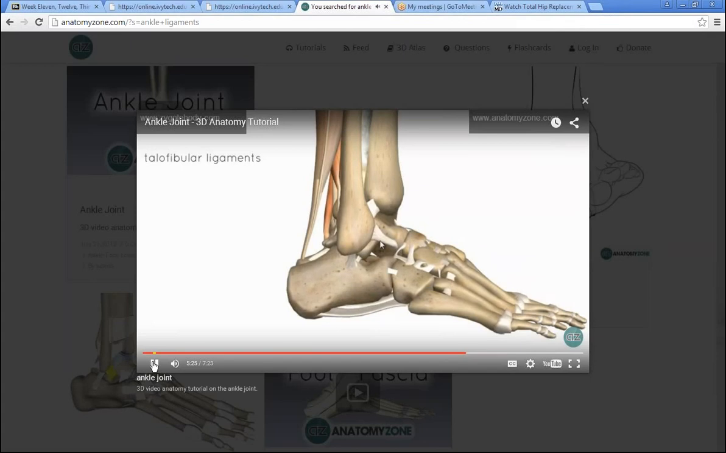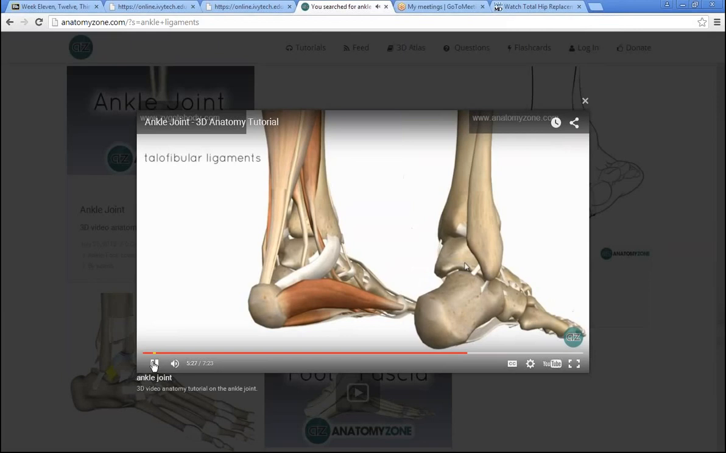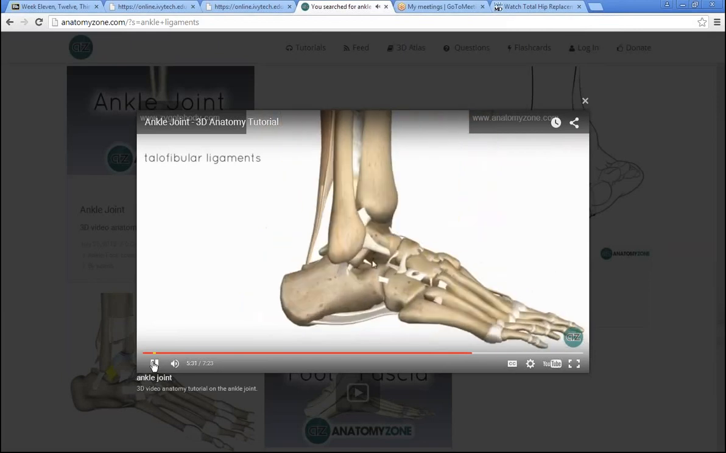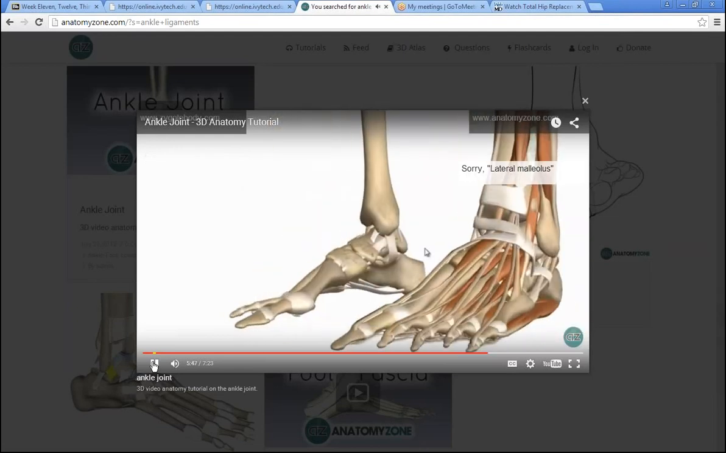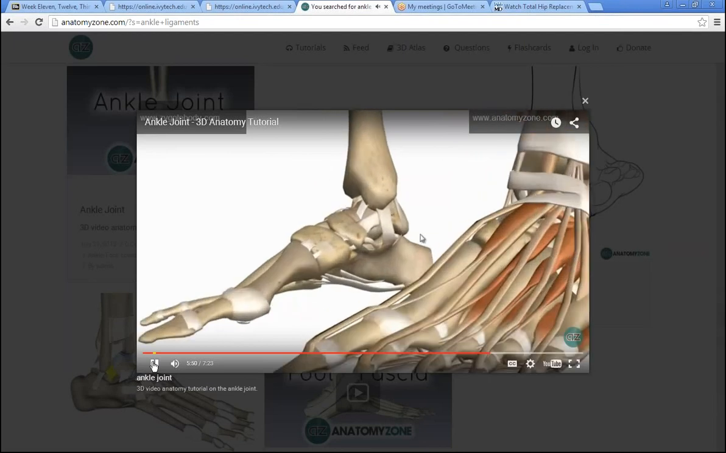And posteriorly, you've got the posterior talofibular ligament. And then you've got this ligament which connects the malleolus inferiorly to the calcaneus. So this ligament is called the calcaneofibular ligament. So those are the three lateral ligaments, and I'll just rotate the model medially so we can take a look at the medial complex of ligaments.